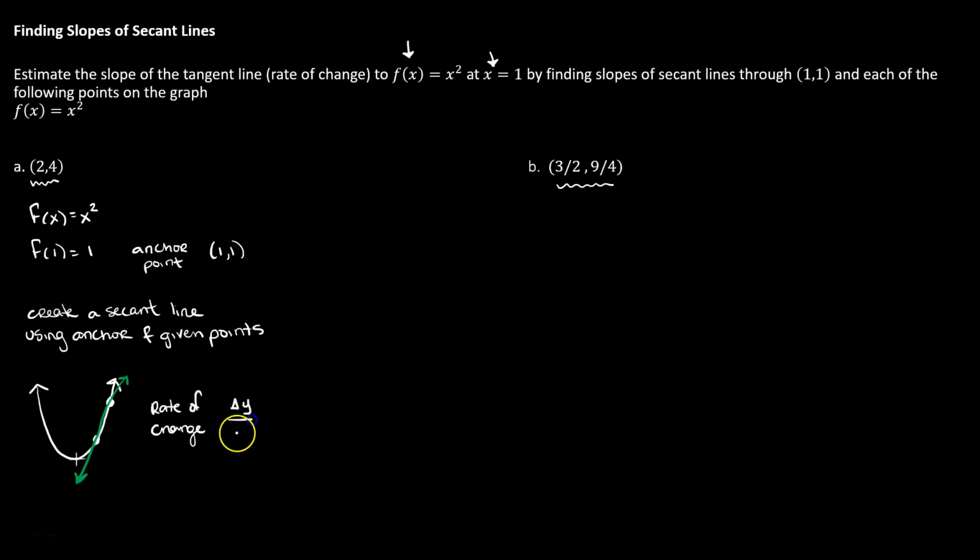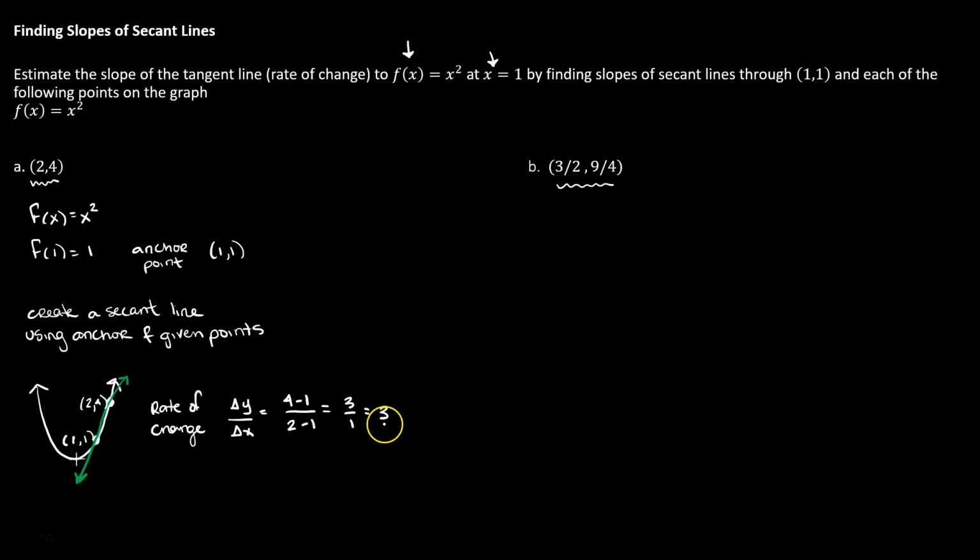So change in y over change in x. If we look at our two points, we're at (1, 1) and (2, 4). So the change in y from 1 up to 4, we can write that as 4 minus 1. And then our change in x from 1 to 2, we can write that as 2 minus 1. So we're just using subtraction here to find the difference. And we have 3 over 1. Our rate of change looks like 3.